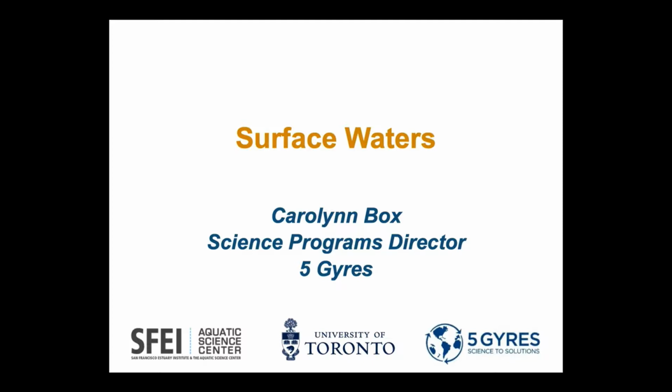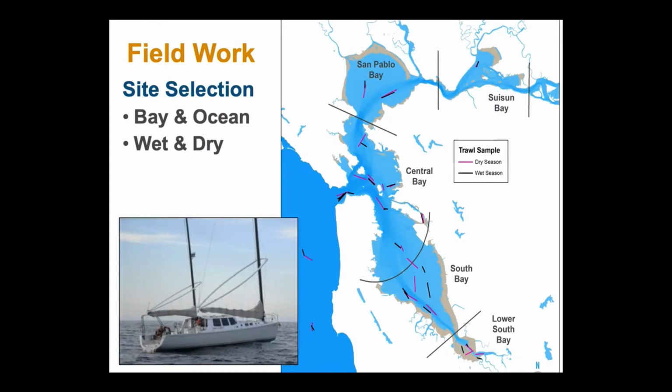All right. Hi, everyone. I'm Carolyn. I'm at 5 Gyres, and I'm really excited to be standing here today to present the surface water results. I led up the surface water sampling, and it's pretty exciting. So our field work, like Meg said, covered the entire San Francisco Bay, all the way from the north in Suisun Bay down to the very south bay. We also sampled outside the Golden Gate in the open ocean within the 3 national marine sanctuaries that are sitting outside the Golden Gate from us.